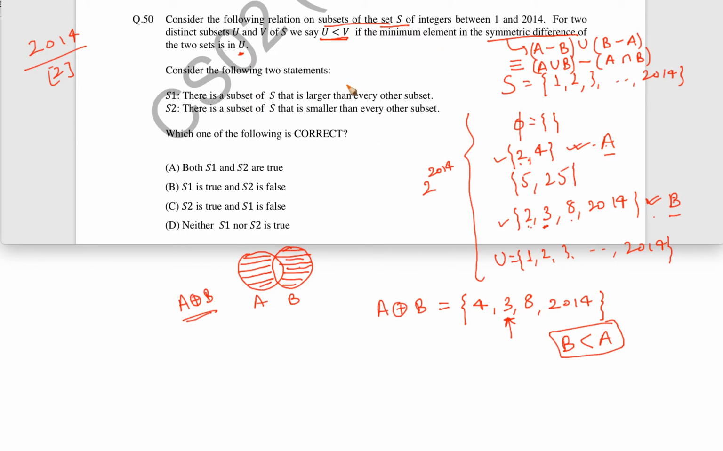Now they have given two statements and we have to find which of them is true. The first statement is: there is a subset of S that is larger than every other subset.